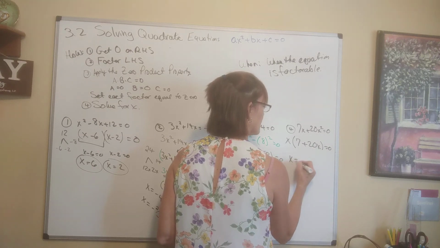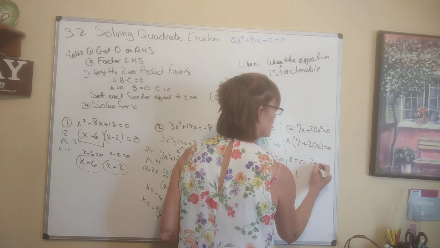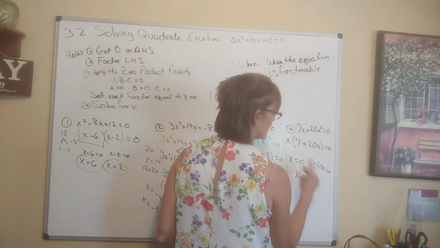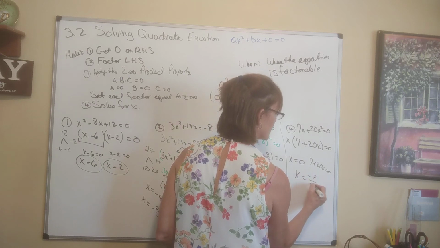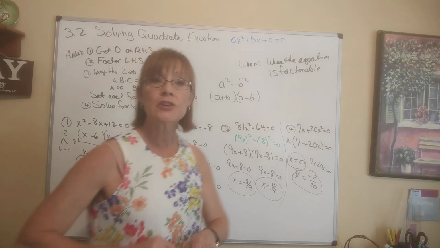Set each factor equal to 0. x is 0 is one answer. 7 plus 20x is 0. So you'll get here x is negative 7 over 20. These are your 2 answers for that one. So that's the first 2 methods.